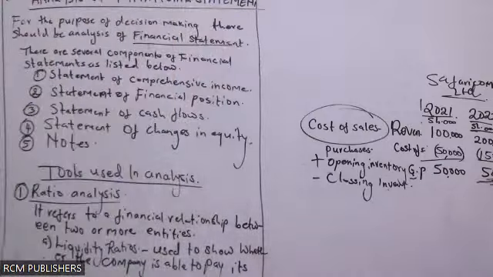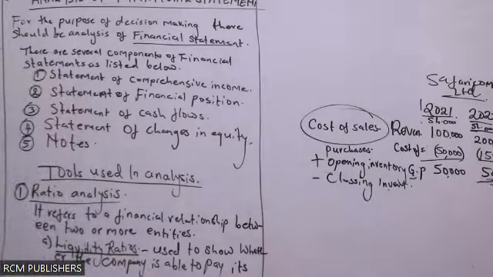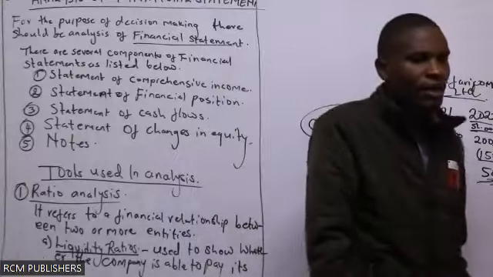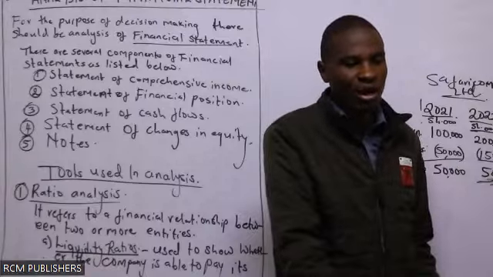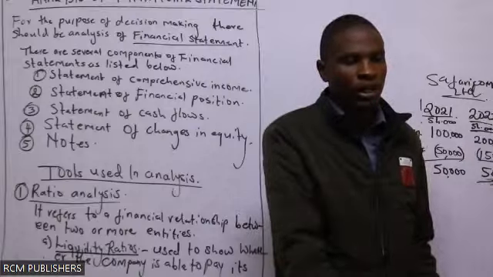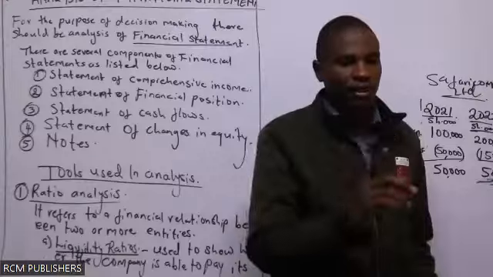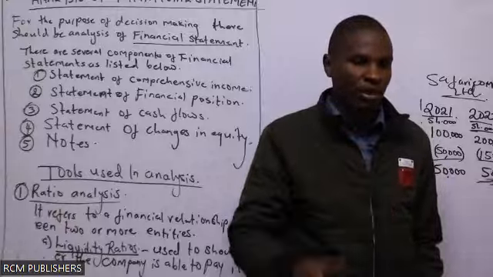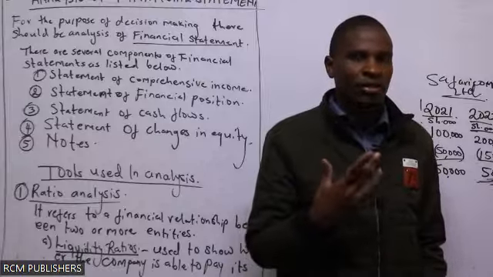Thank you very much. So when you hear of a liquidity ratio, this will help you to determine whether that company is able to pay its short-term debt. Short-term debts are payable within a period of one year. Long-term liabilities are payable within a period of more than one year.